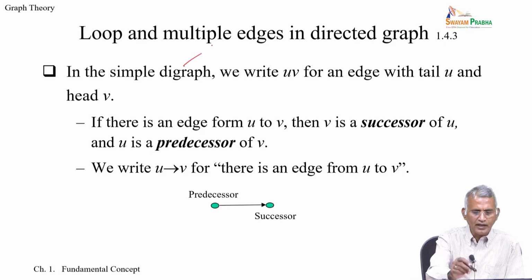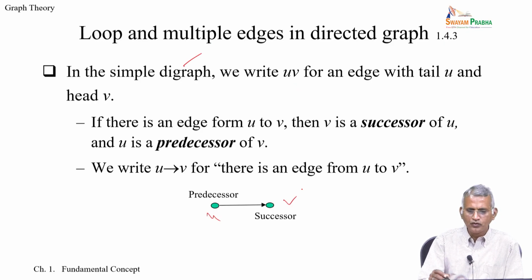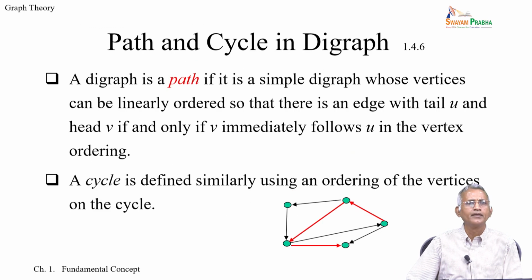So in a simple digraph, we write UV for an edge with tail U and V as the head. There is an edge from U to V. V is a successor of U, and U is a predecessor of V. So we write U to V for there is an edge from U to V.